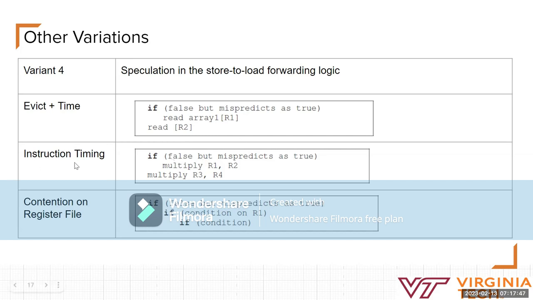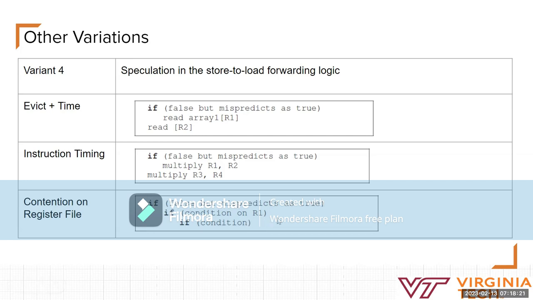In addition, we have another variant, which is instruction timing. It has a similar logic to evict plus time, but in this case, let's say the first instruction, multiply R1, R2, takes a much longer time. Then the next instruction, multiply R3, R4, will either be an out of order execution or the misprediction would be recognized. So the timing of the first instruction affects the flow of the second instruction. And the last variant, contention on the register file, is something similar to the above two.